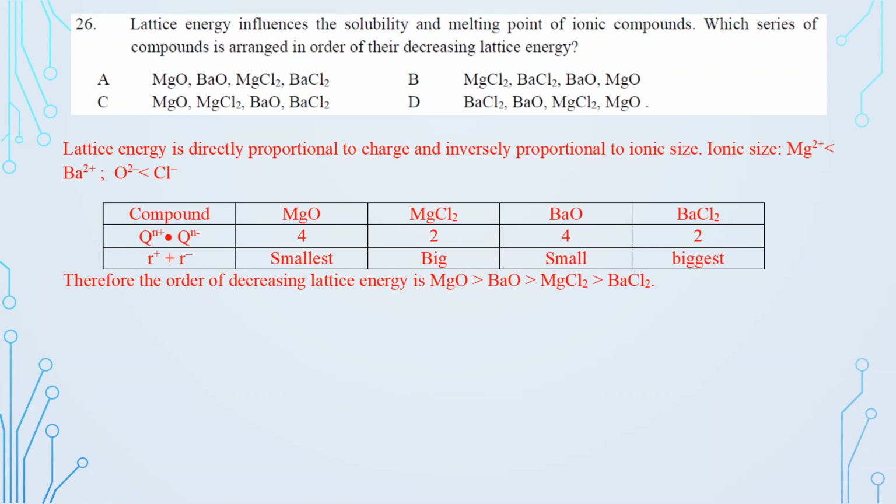So in terms of the highest, MgO will have the highest lattice energy, followed by BaO. Then MgCl2 we have a smaller lattice energy, and then BaCl2 we have the smallest lattice energy. So this is the order: MgO, BaO, MgCl2, BaCl2. So the best answer here is A.